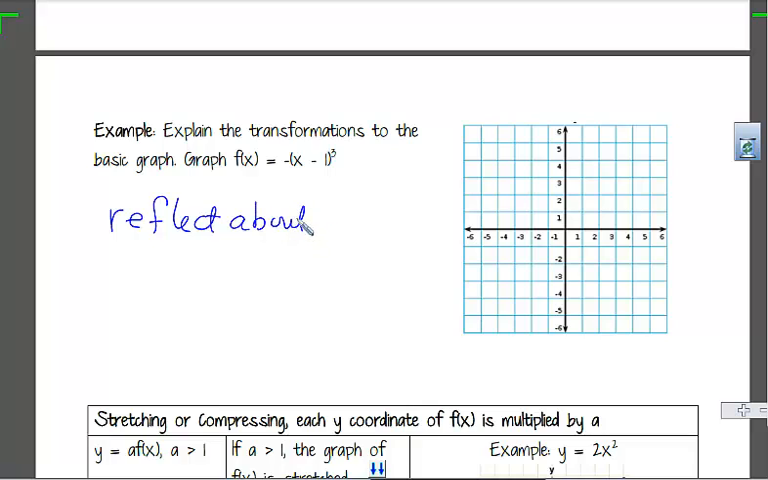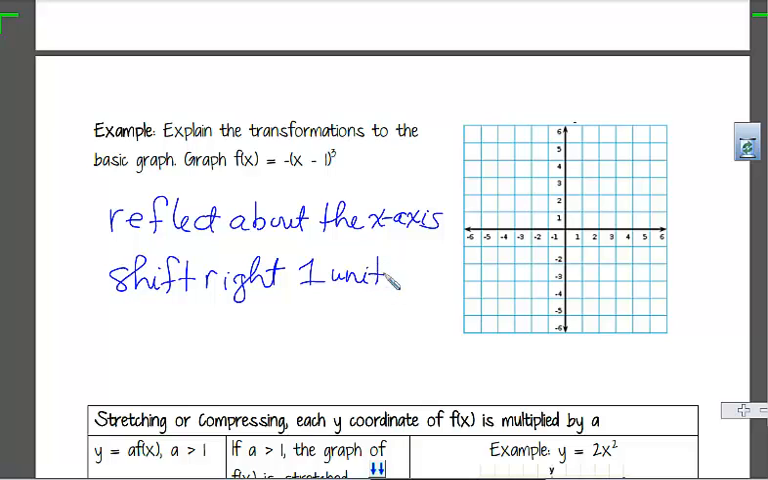All right, looks like we're going to reflect about the x-axis, and we're going to shift right 1 unit. Very good. Because that negative is on the outside. Our basic function in this case is what? X cubed. So what does that look like? X cubed has points at (0, 0), (1, 1), (2, 8), (-1, -1), (-2, -8). That's the basic graph.